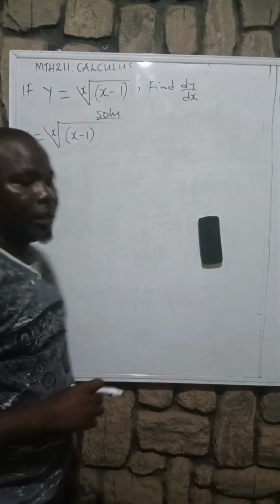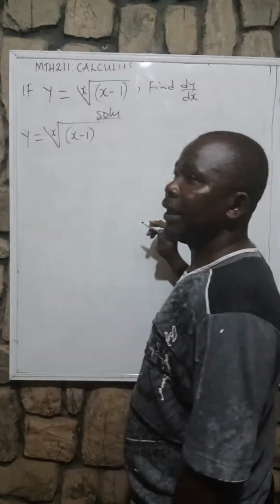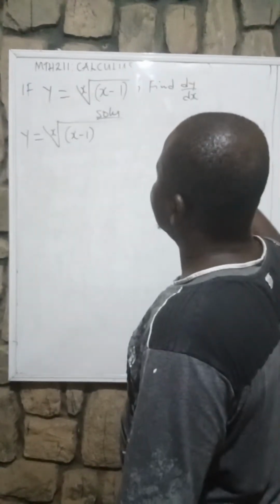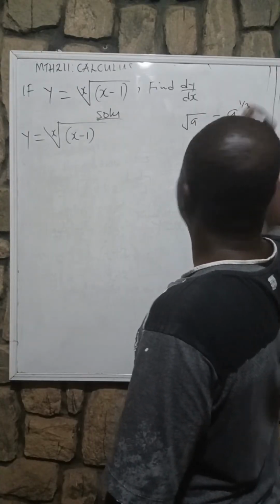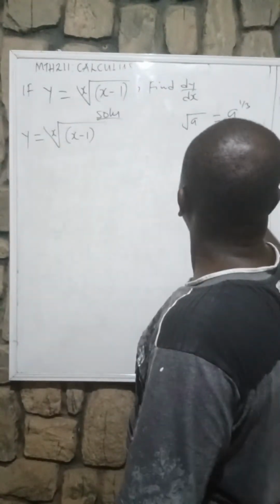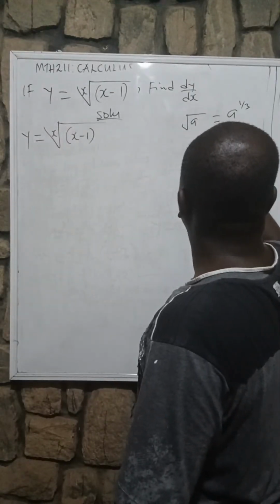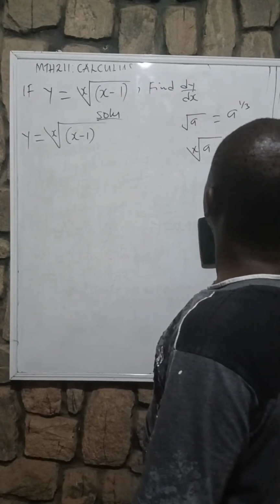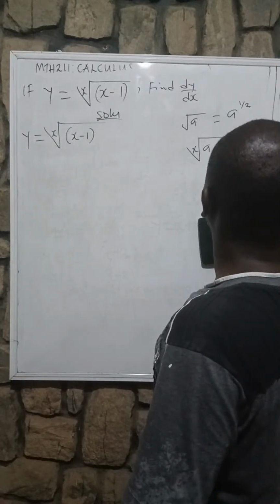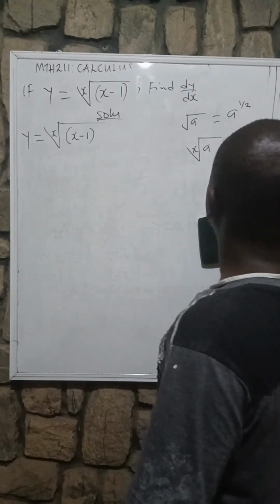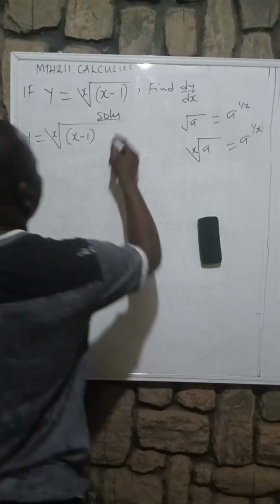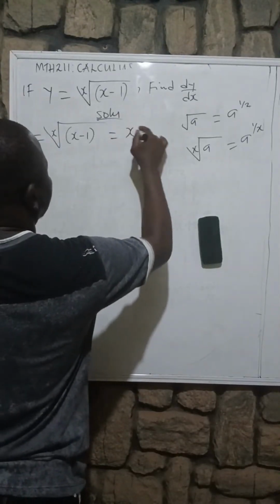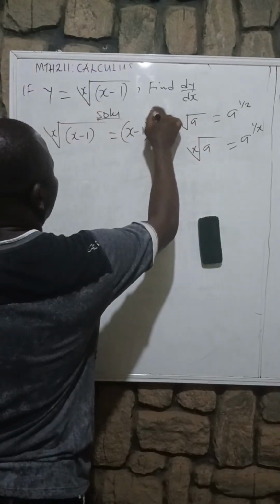So let's go back to indices. In indices, when you have square root of a, we can write it in this form, right? True or false? So what if we now have x root of a? It means this is the same as a raised to the power of 1 all over x. True or false? Okay, so if you agree with me, we can write this in this form: (x minus 1) raised to the power of 1 all over x.